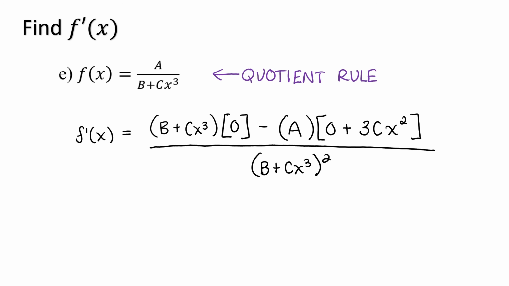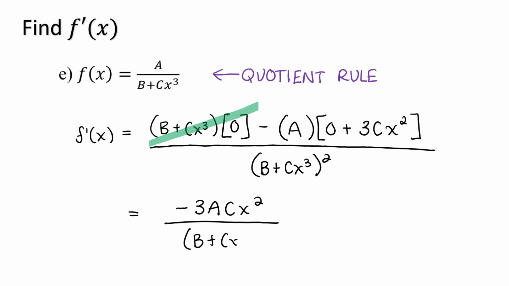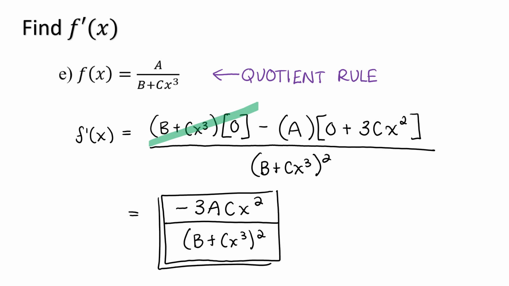Then we just have some simplification. This has been multiplied by 0, so it will cancel out. And we have just negative 3acx squared all over the quantity b plus cx cubed squared. And that is the derivative of that function. Just be careful that you're treating the a, b, and c like constants.